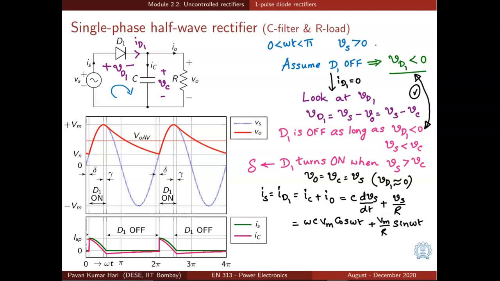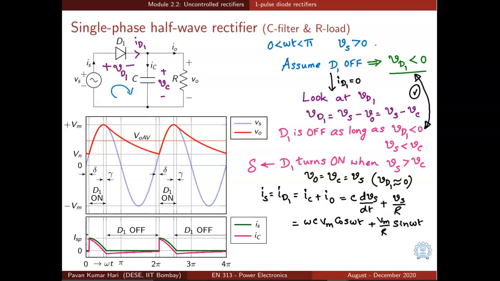Let us assume that D1 turns on at an angle delta from the positive zero crossing of Vs. We will know how to estimate this delta shortly. And when D1 turns on, what is the output voltage? VO is equal to the capacitor voltage, which is equal to the source voltage. VO is equal to Vc is equal to Vs, because the voltage across the diode is negligible. VD1 is almost 0.